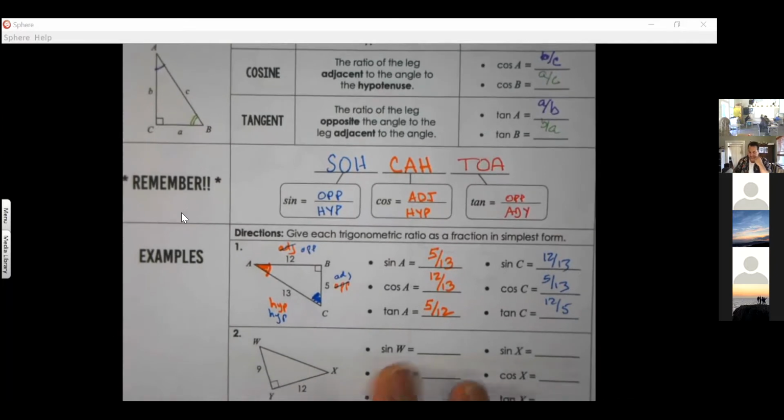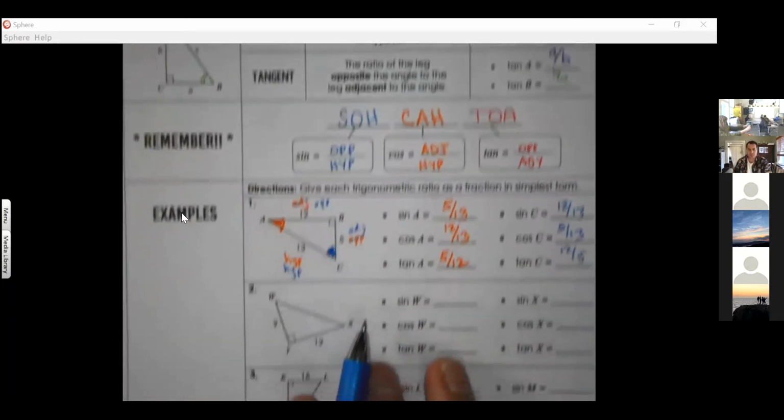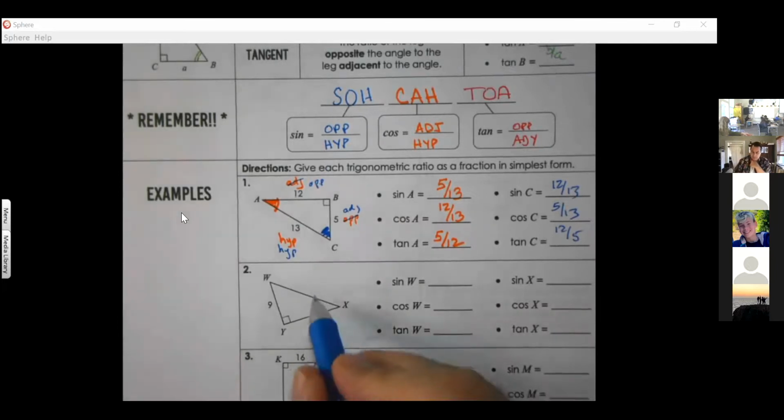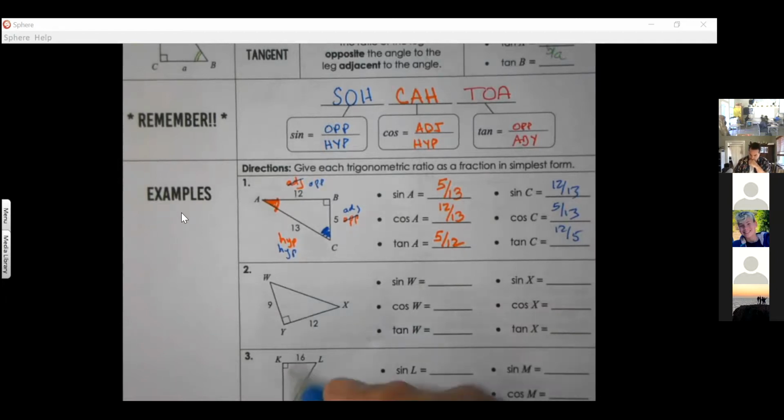If I were to ask you to do that for number 2, you'd run into a problem. What's the issue with number 2? Missing a side. It's missing a side, isn't it? We've only got 2 sides, so we'd have trouble doing it for part of it. Can we find this missing side? Yes. Good. How? Pythagorean theorem.